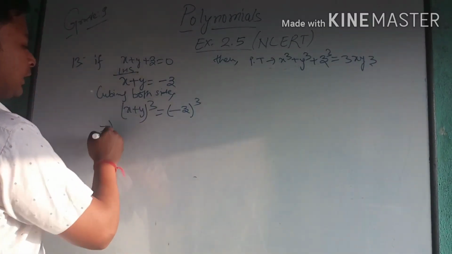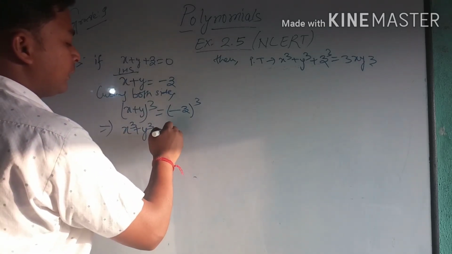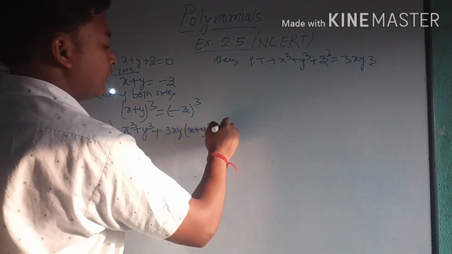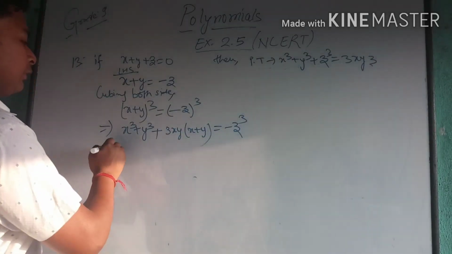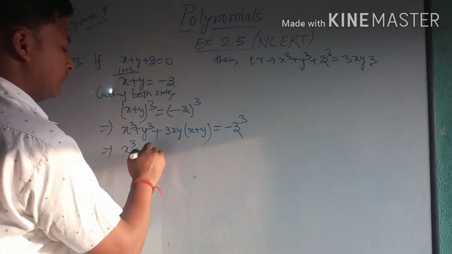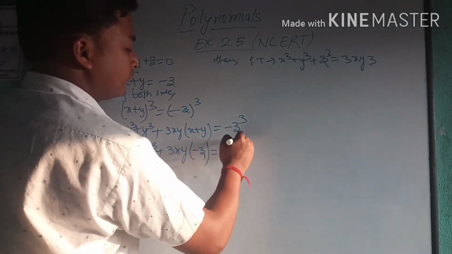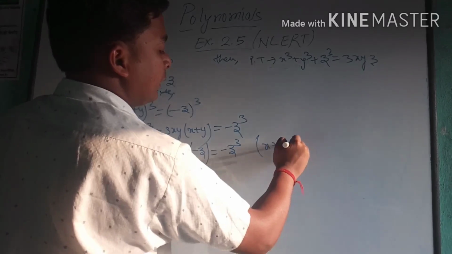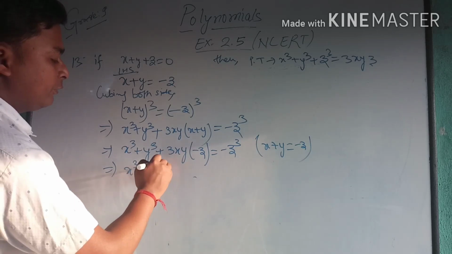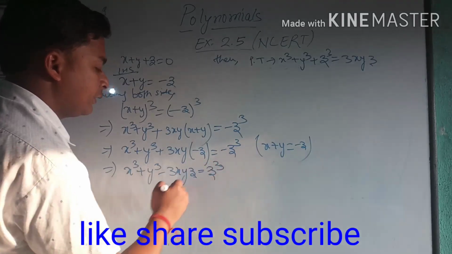whole cube. This can be written as x cube plus y cube plus 3xy into x plus y. This is the formula for x plus y whole cube. This is equal to minus z whole cube, and we already know that x plus y is equal to minus z. So we can substitute that value, 3xy with minus z. How have we done this? Because we have taken x plus y is equal to minus z, already proved. This gives x cube plus y cube minus 3xyz is equal to minus z cube.